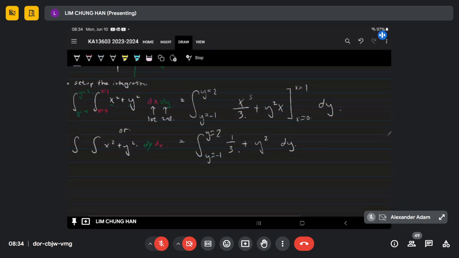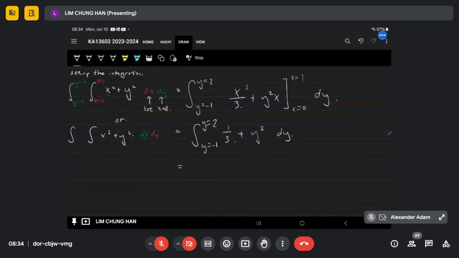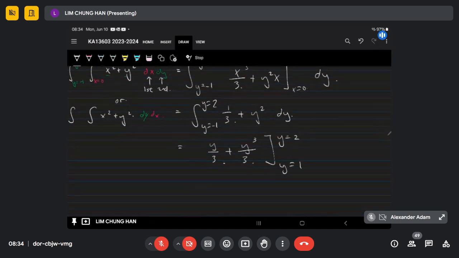So now you integrate it against y. 1/3 integrated against y, you get y over 3. And then y squared, you integrate, you get y cubed over 3. And then your limits are this and this. You substitute in, you're going to get the answer. You know how to substitute in, right? I don't have to show you. You substitute the numbers in, you get the final answer.